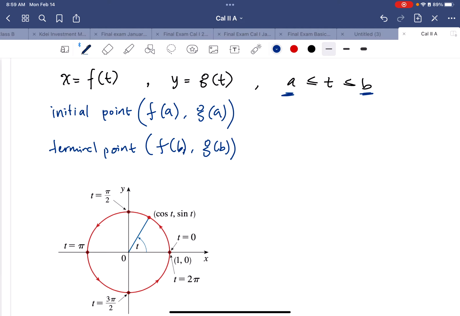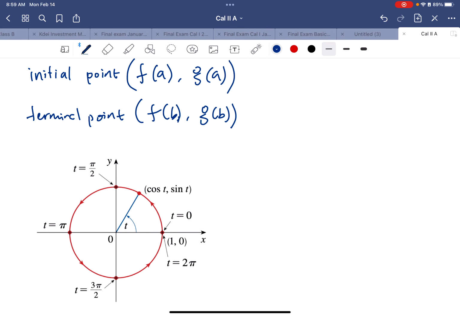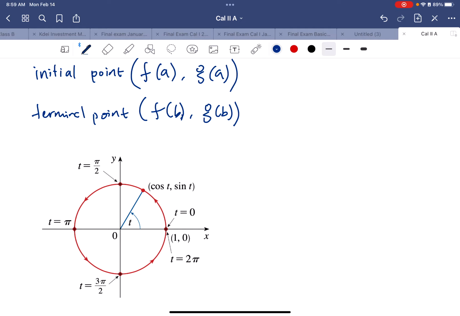Another example of a parametric curve is a circle like this one. It is not yet polar, but we can also write it in terms of a parametric. Okay, before we continue.